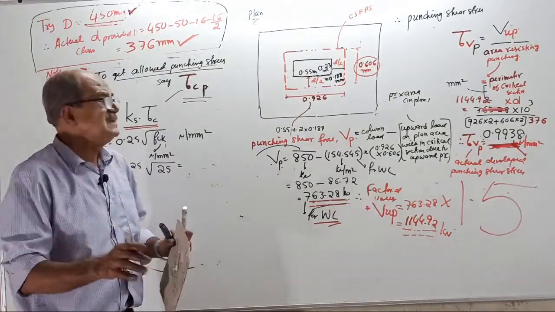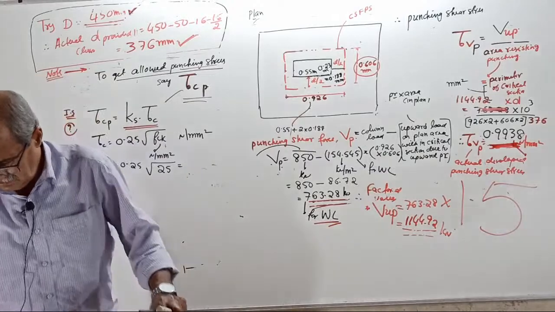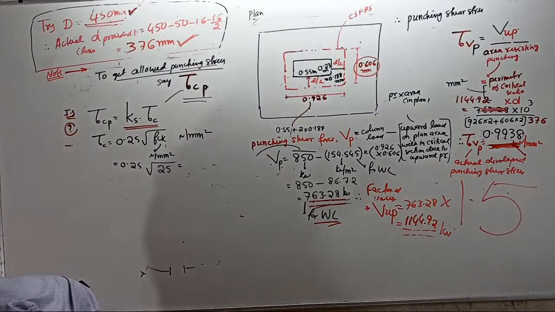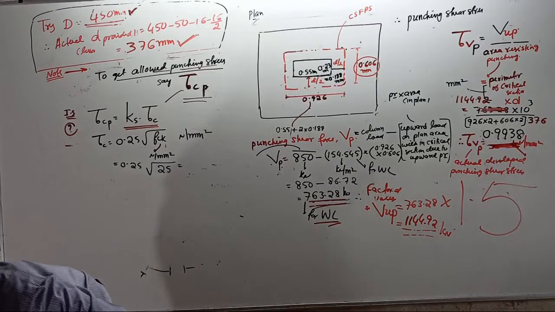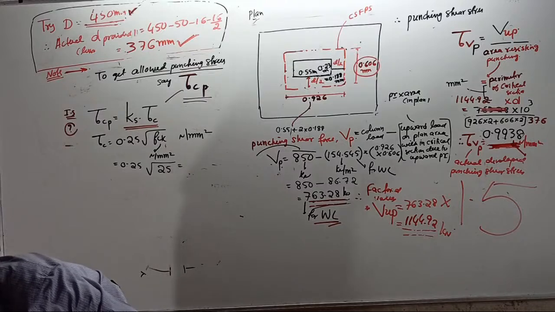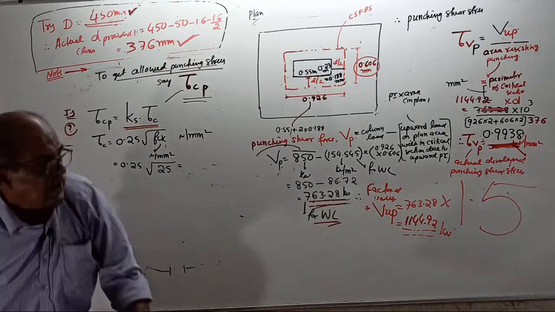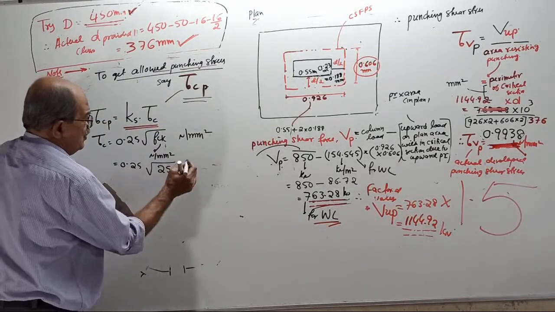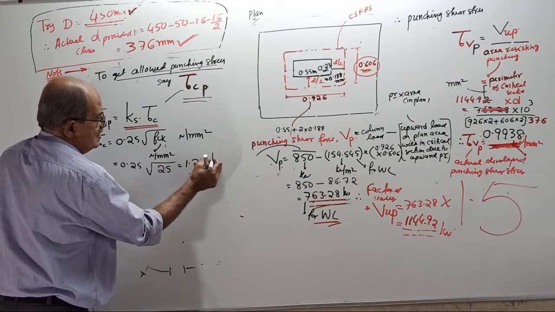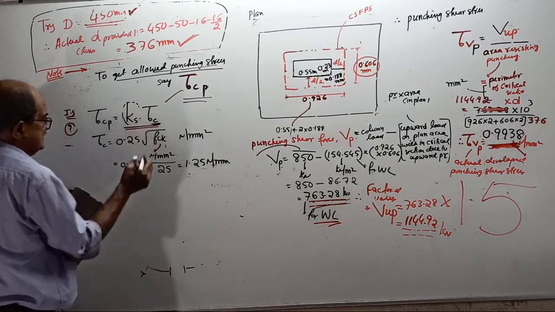0.25 into root 25 will give tau C. It is not the allowed stress. Allowed stress is into Ks. I will tell you what is Ks. In limit state method, working stress method, it is 0.16 root FCK. Why? Divide by 1.5. That's all. Don't tell the page number, let them search. That gives 1.25 Newton per mm square. Okay, tau C over. Now you require Ks.